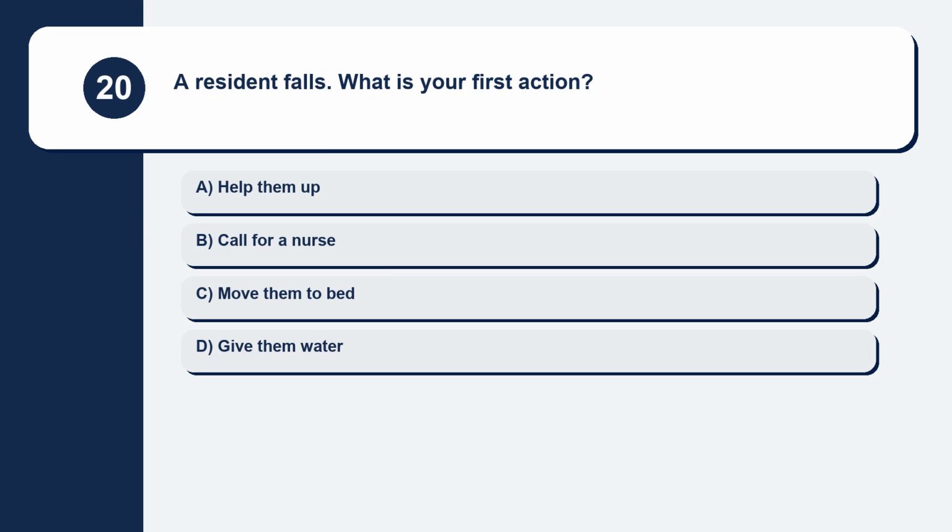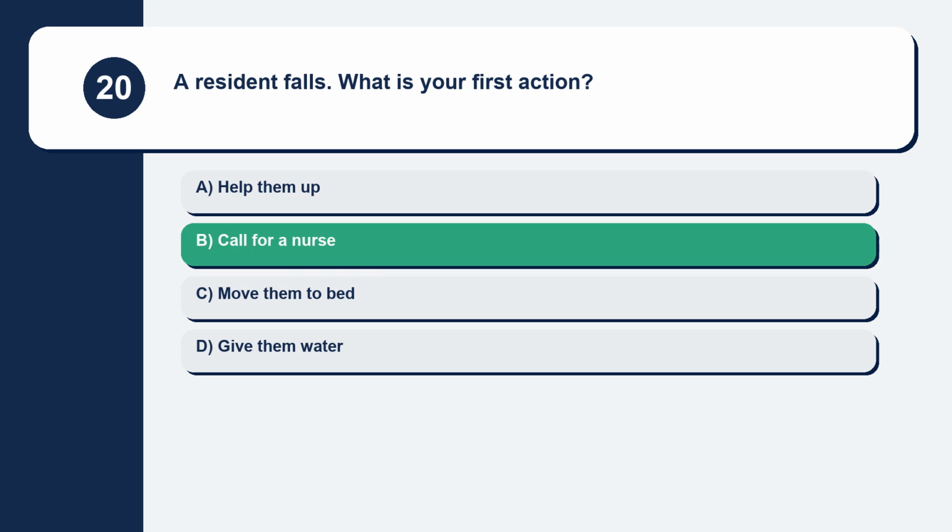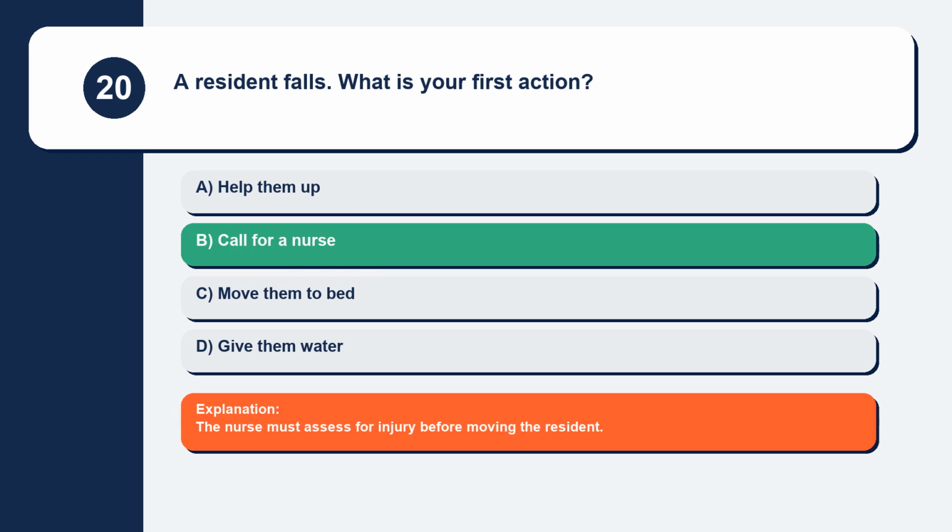Question 20. A resident falls. What is your first action? Help them up, call for a nurse, move them to bed, or give them water? Call for a nurse. The nurse must assess for injury before moving the resident.